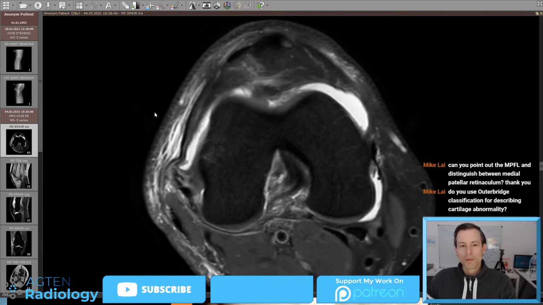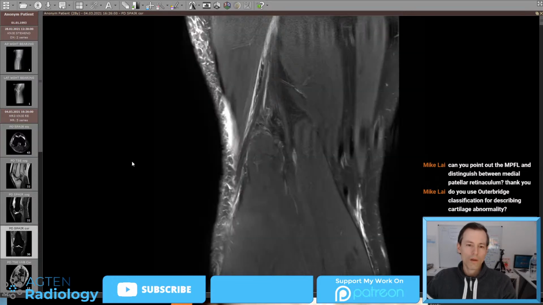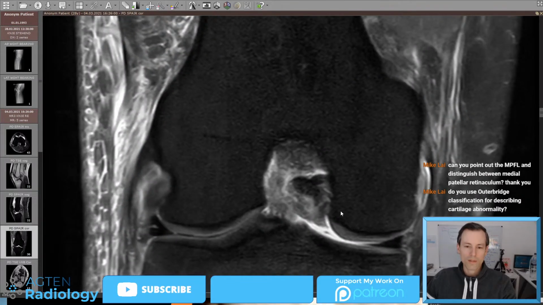And what I don't like about it is if you have a focal defect which is going all the way down to the bone, like maybe a cutout defect like this, then you would have to give it quite a high grade, whereas overall the knee might look quite good, or the rest of the compartment might look quite good. So what I do, I just describe the size.